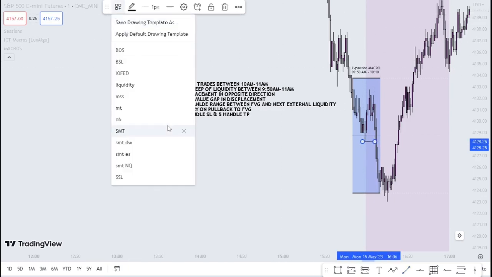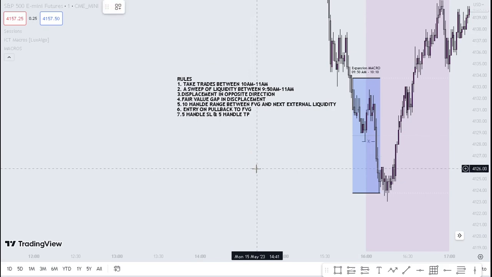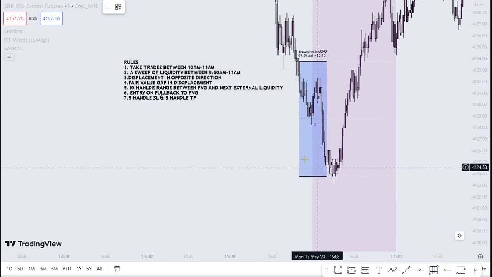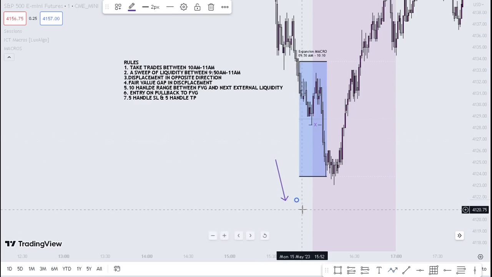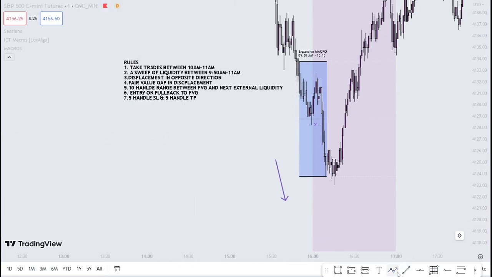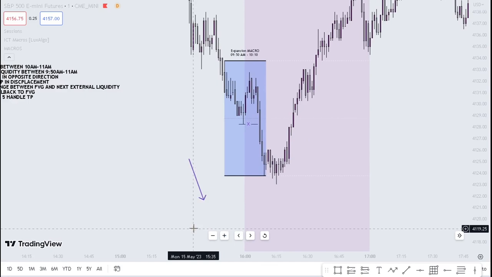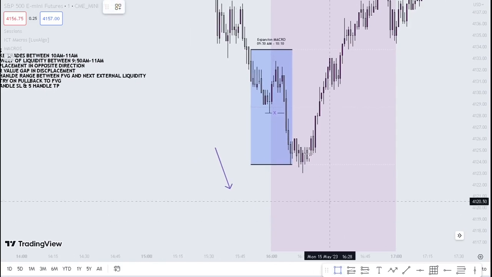So what we are gonna then be looking for is a displacement in the opposite direction. Remember, as I said, if we have a sweep going down, we want the displacement going up. So this would have been our displacement going up here. And now, since we have the displacement, we look for fair value gaps in that displacement. So this is where you need to pay attention, as we have a fair value gap here.